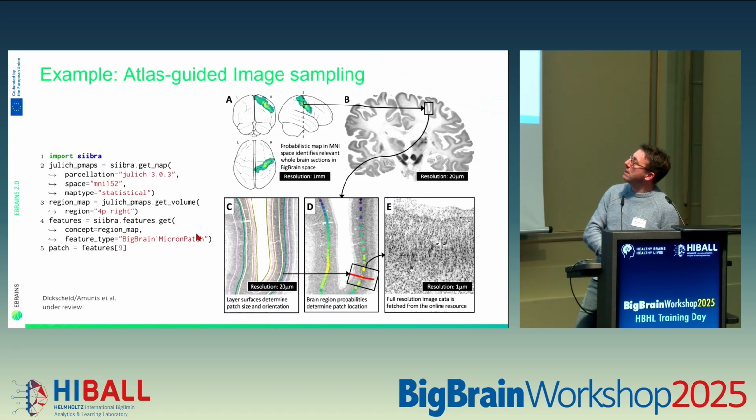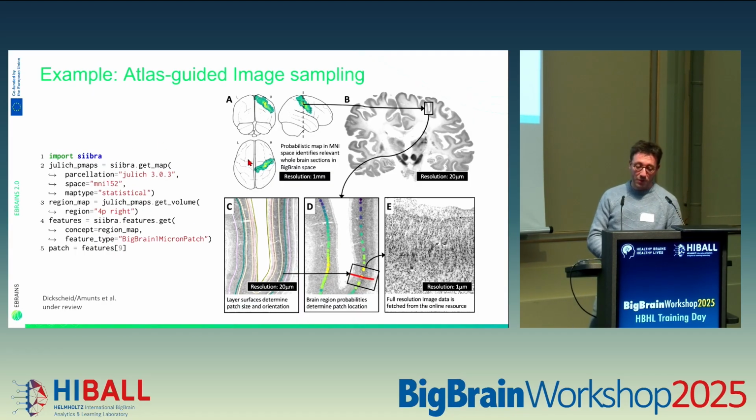And then we define a type of features we are looking for. Now we want to get access to a 1 micron patch in the BigBrain space. This is more than just a 1 micron section. We want to sample a cortical patch in upright position, which is a rather involved process that is implemented in SIIBRA. Then we get a couple of 1 micron cortical patches relevant for the selected area here, and we just select one of them.